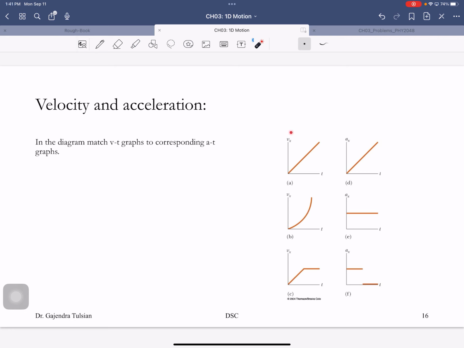This graph shows you velocity as a function of time. What is acceleration? Acceleration is dv by dt, so that's the slope of the tangent line. The slope is constant, so the acceleration corresponding to this motion is constant. This graph corresponds to that. Here, velocity is increasing and the slope of the tangent line is increasing, so acceleration is increasing, and this corresponds to that. How about this one? Here, the slope is constant, so acceleration is constant and non-zero. Here, acceleration is zero. So this corresponds to that.